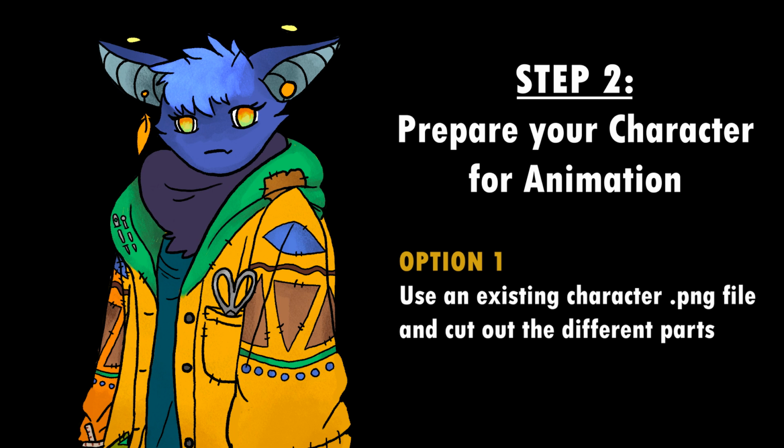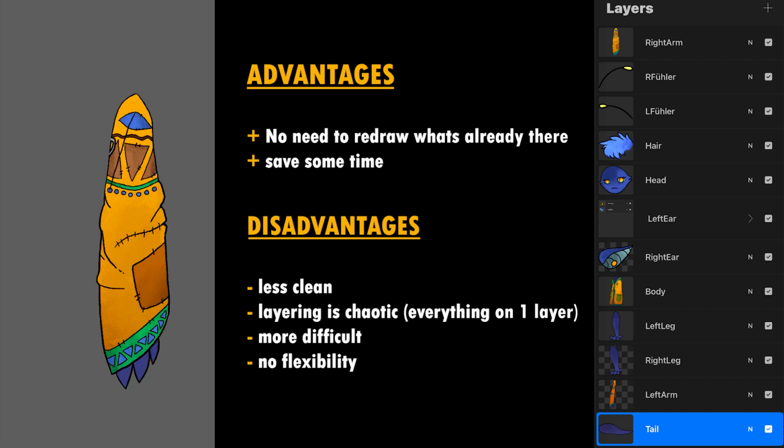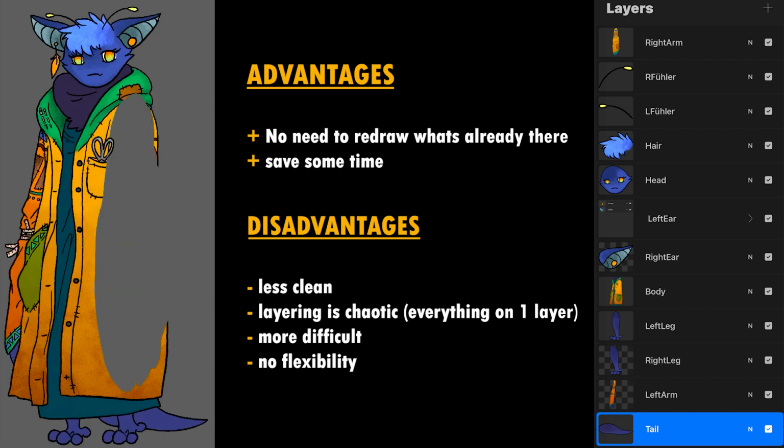Maybe you only have a simple laying PNG drawing from it, and that's totally fine. We can work around that if you want to, simply by cutting out the different body parts that we want to animate. Both options, of course, have their advantages and disadvantages, so one might work better for you than the other, and it might be different from person to person. Here's what works best for me.